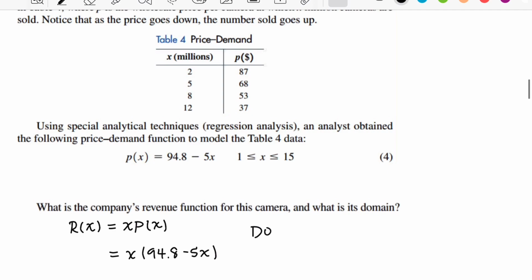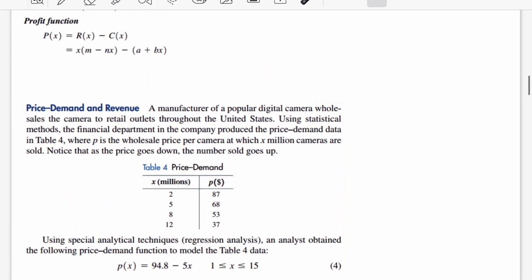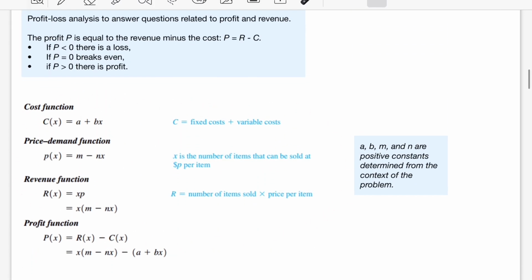Now our domain here actually does not change. So we're given that our domain is this here. So x is between 1 and 15, including those numbers. And so it does not change from our original function because we're just multiplying our original function by this variable x here. And so it's not changing where the function is defined when we do that. Okay, so you should see a few questions like this on your homework as well. Just have these equations here on hand.